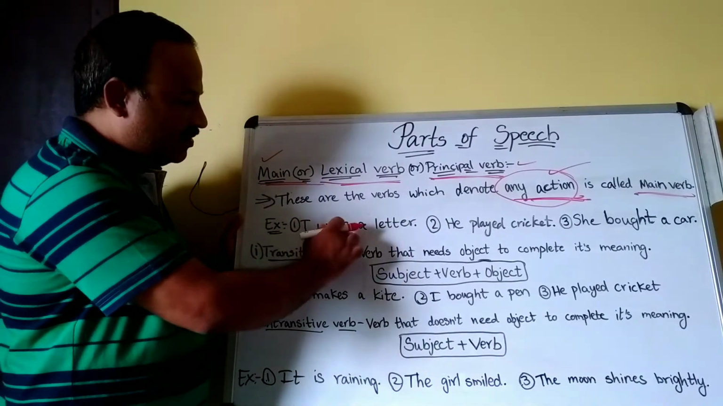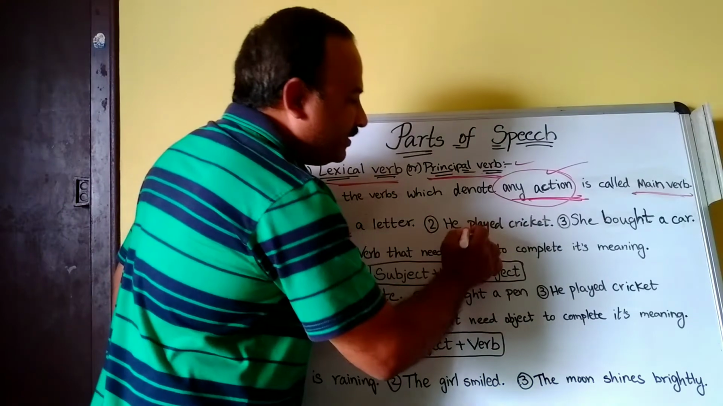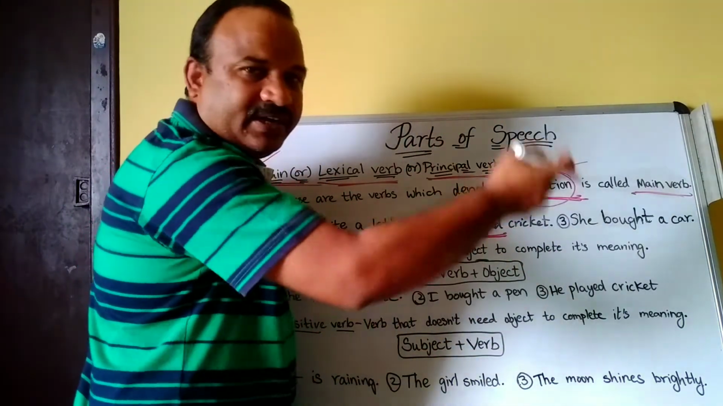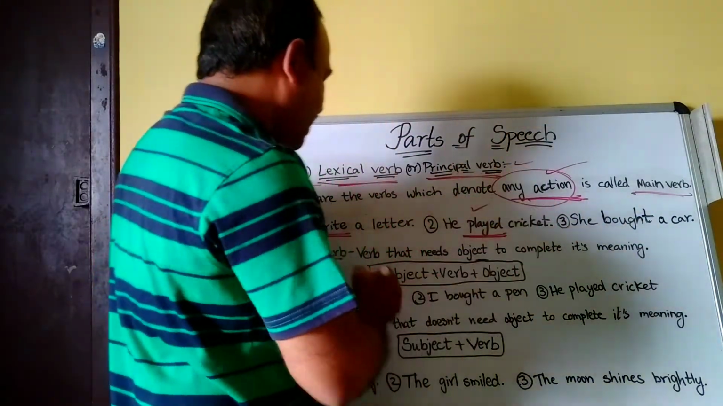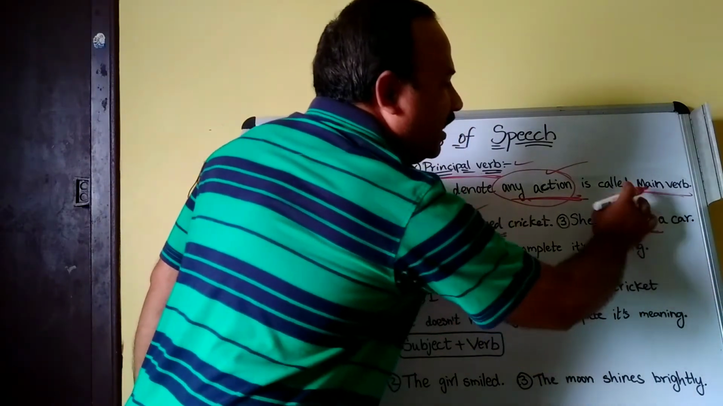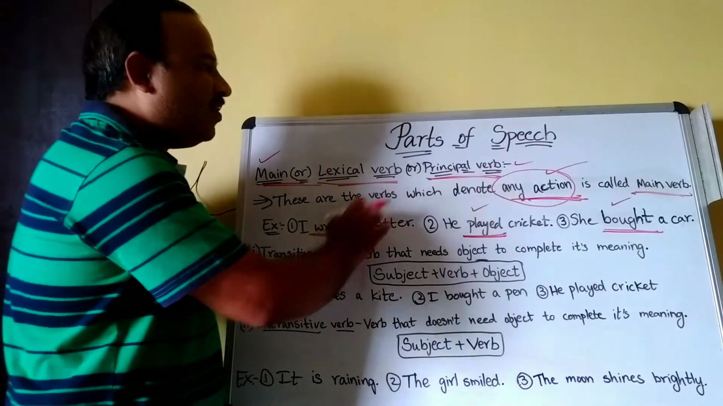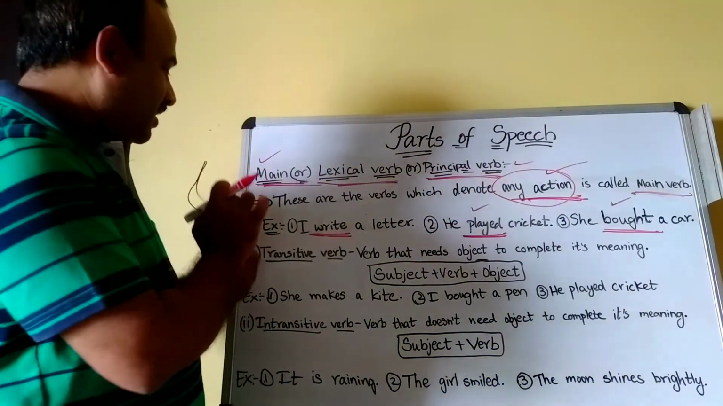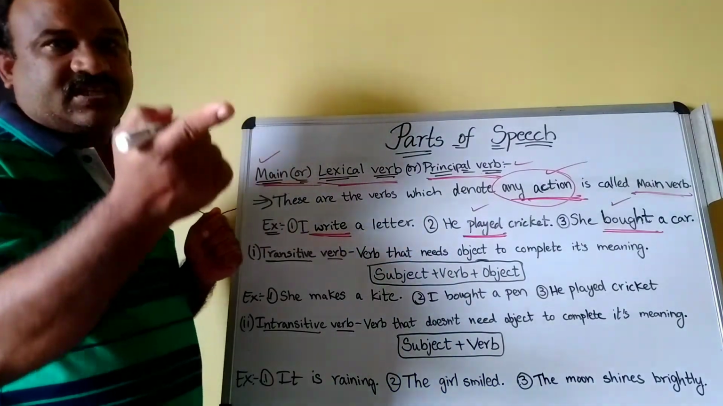What do I do? Okay, I write a letter. Here, he played cricket. What did he do? He played cricket. It is also a main verb. And she bought a car. This is also an action. So the action word is called the main verb. Here, there are two kinds of main verbs we already discussed.